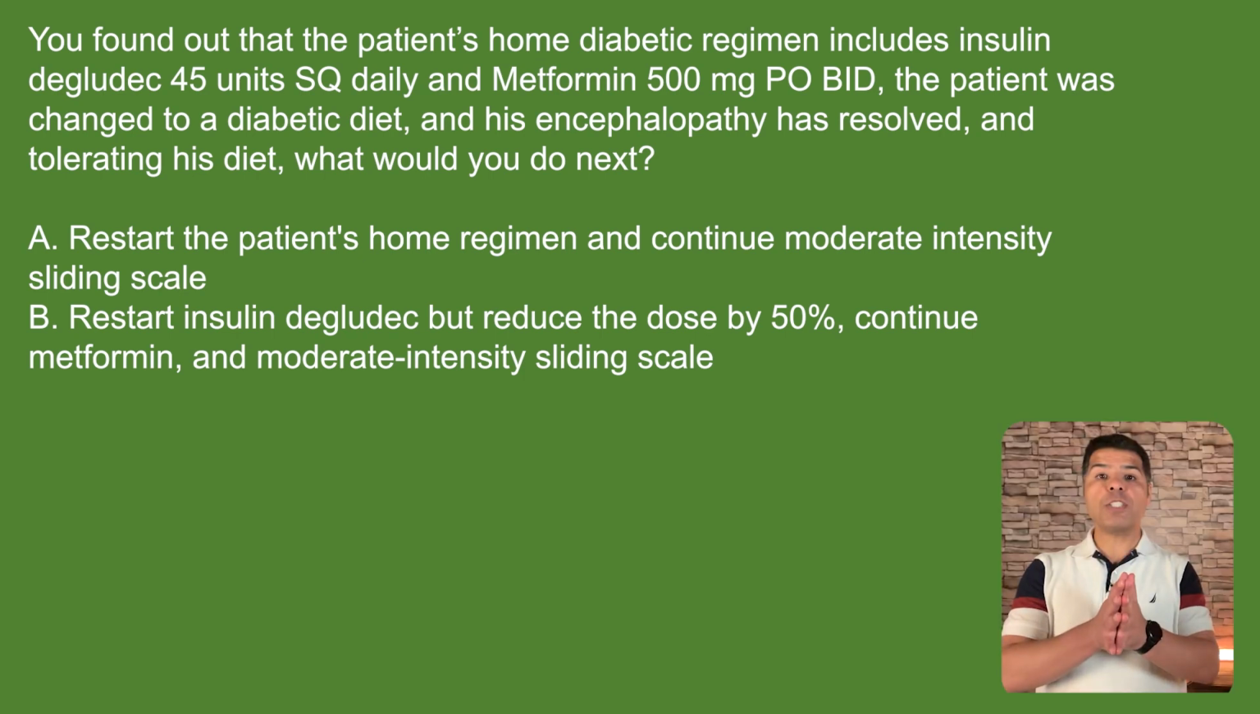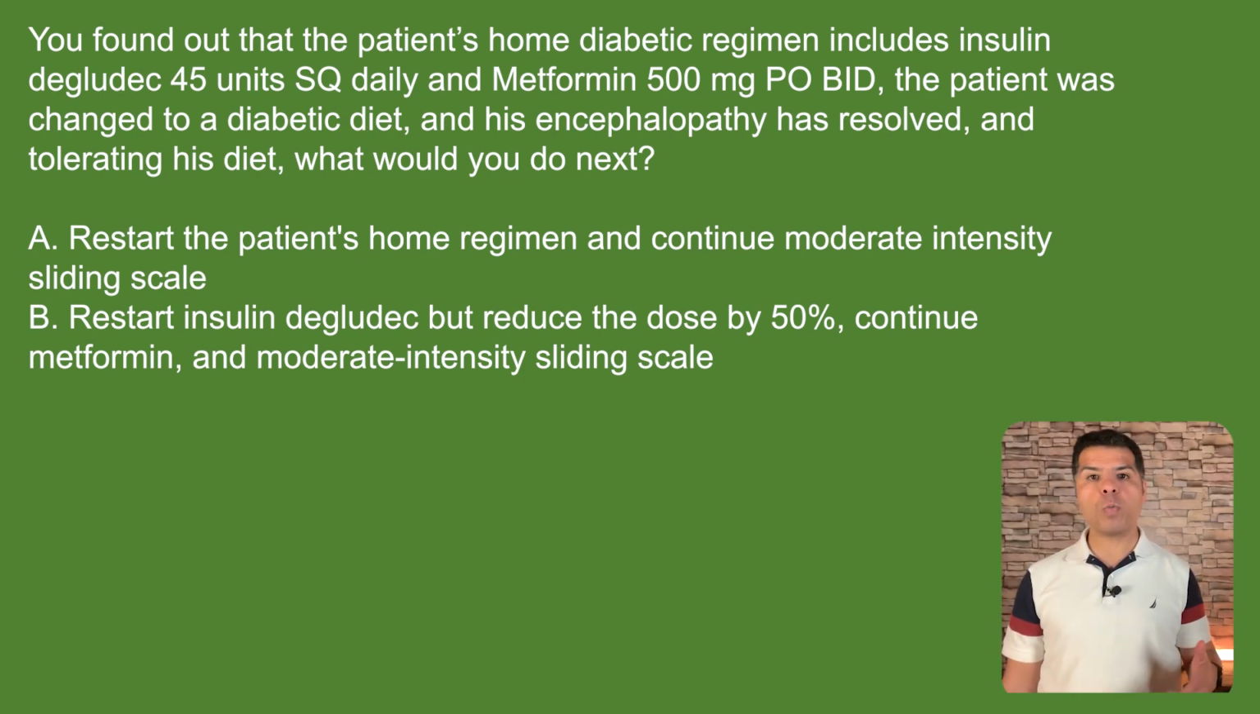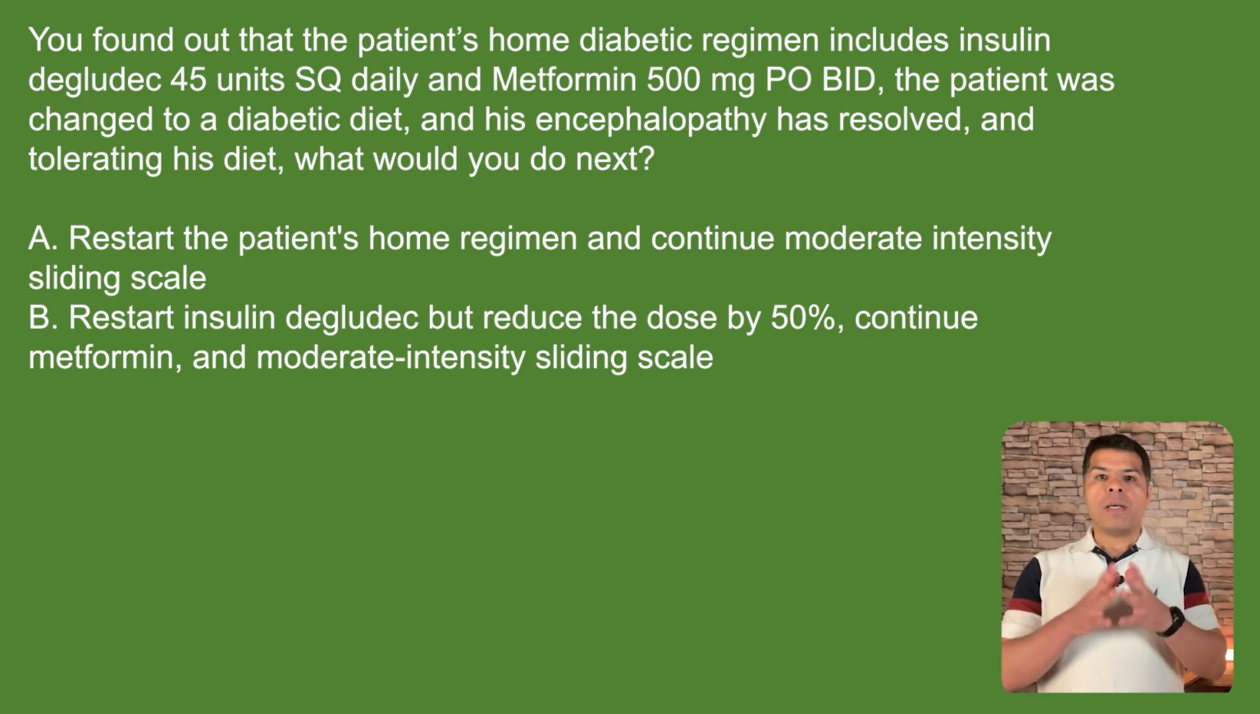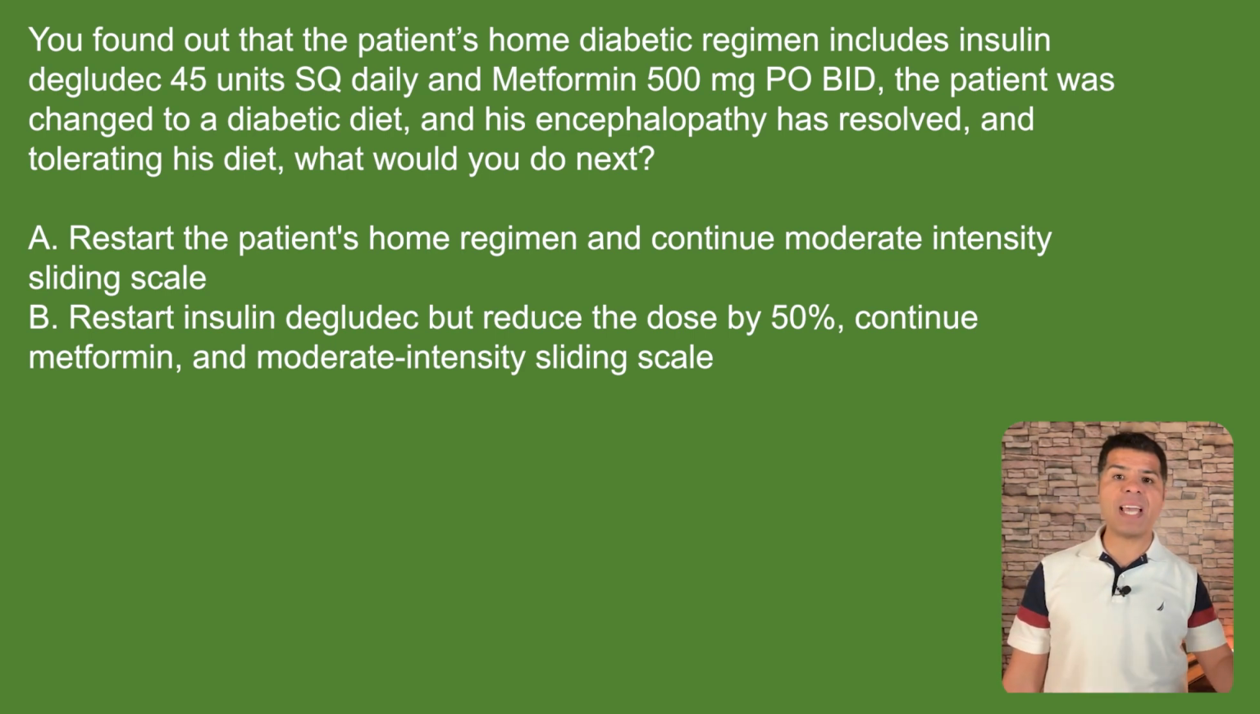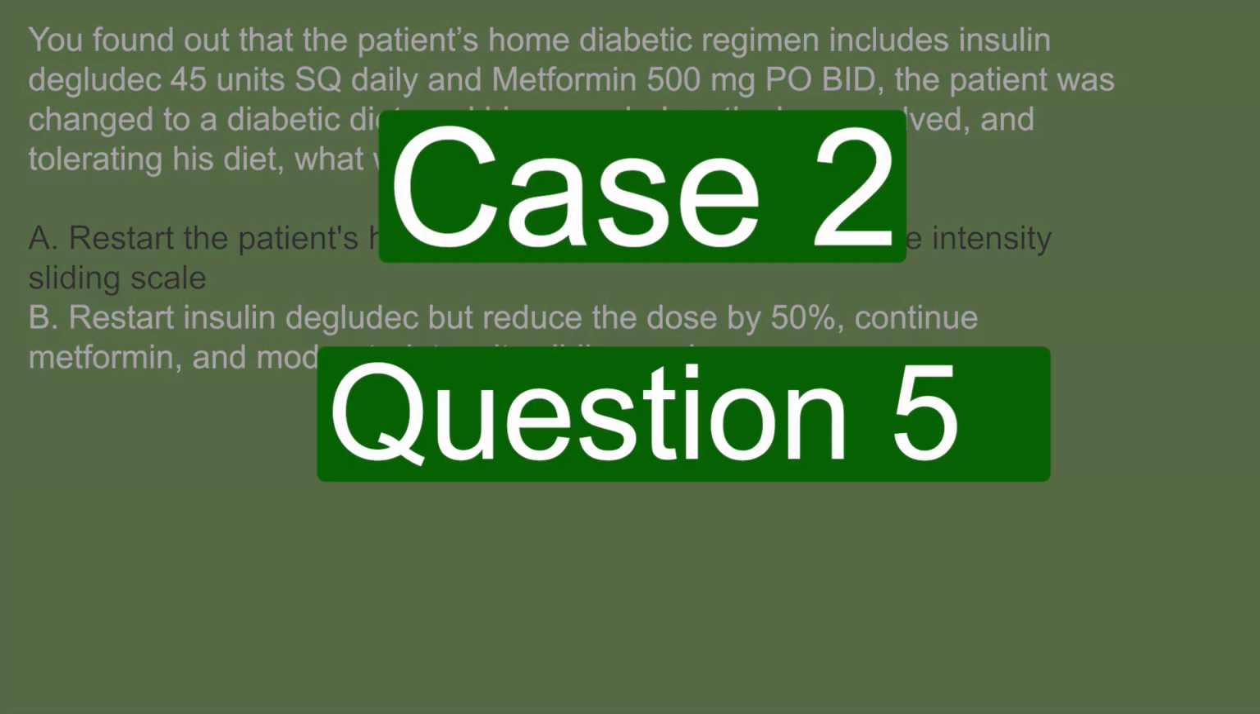The patient's blood sugar has been poorly controlled so far, which is clearly because the patient was getting way less than his home regimen. Restarting his home regimen now will likely get his blood sugar under control. It's important to remember that on admission, I would have held metformin and cut down insulin degludec by 50%. Now he's having adequate oral intake and encephalopathy has resolved. Restarting the full regimen is the most appropriate next step.